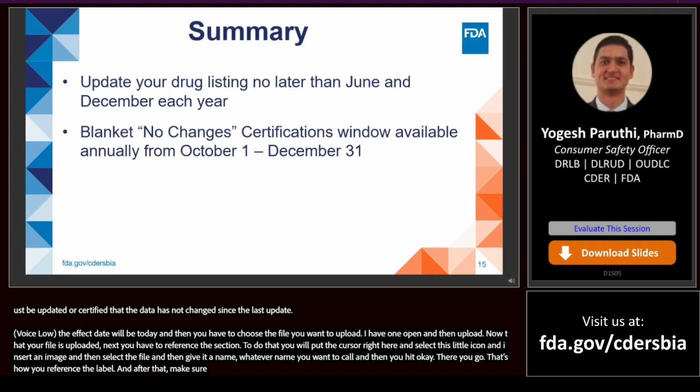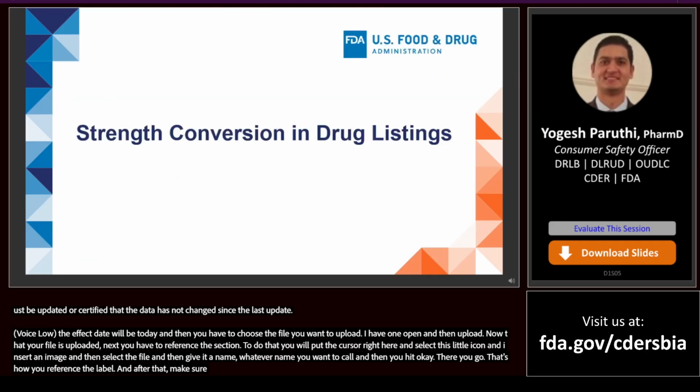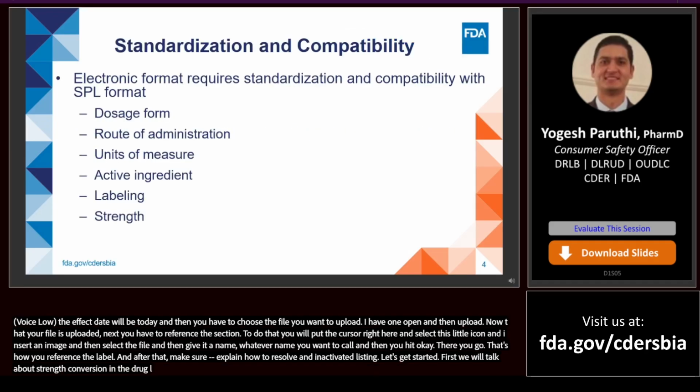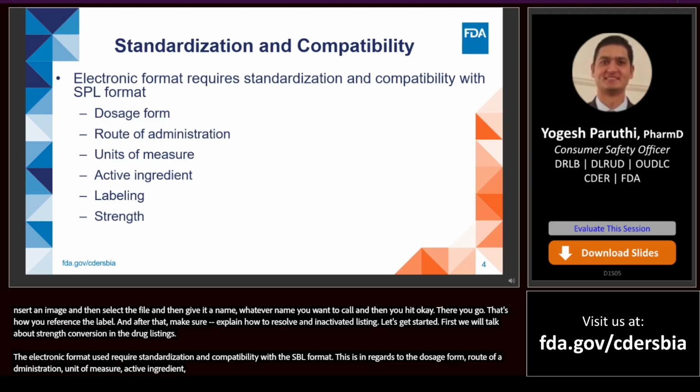It's only available activation process and explain how to resolve an inactivated listing. So let's get started. First, we're going to talk about strength conversion in the drug listings. The electronic format that is used requires standardization and compatibility with the SPL format. And this is with regards to the dosage form, the route of administration, the unit of measure, the active ingredient, the labeling, and the strength, which is what we're going to talk about.